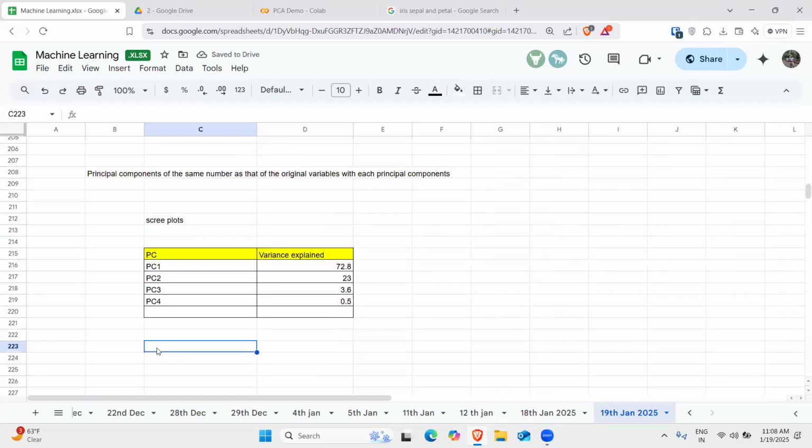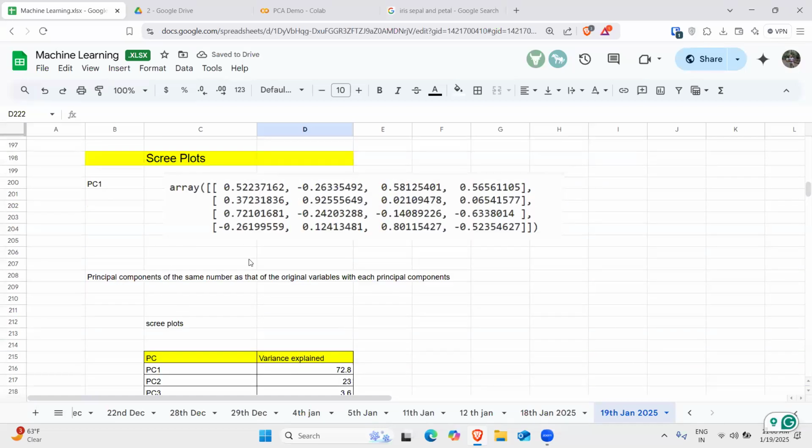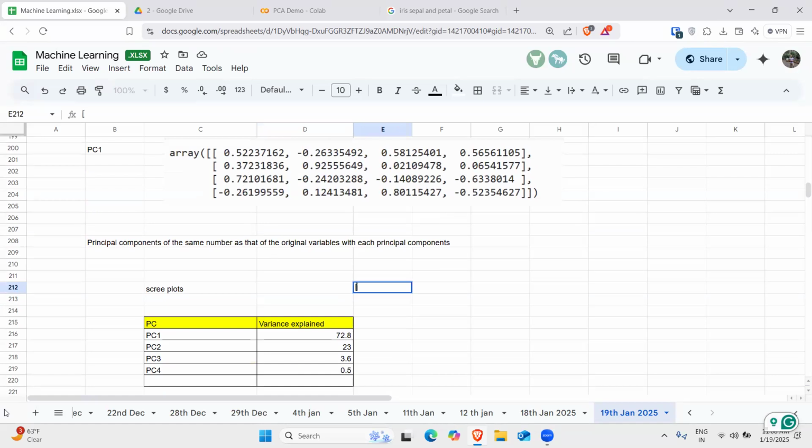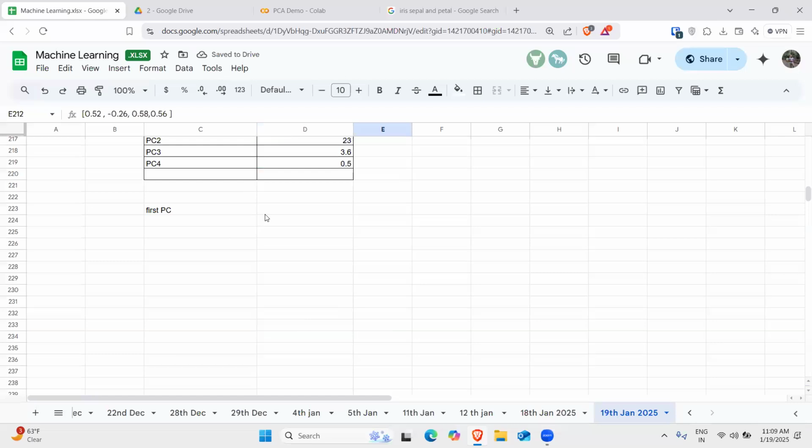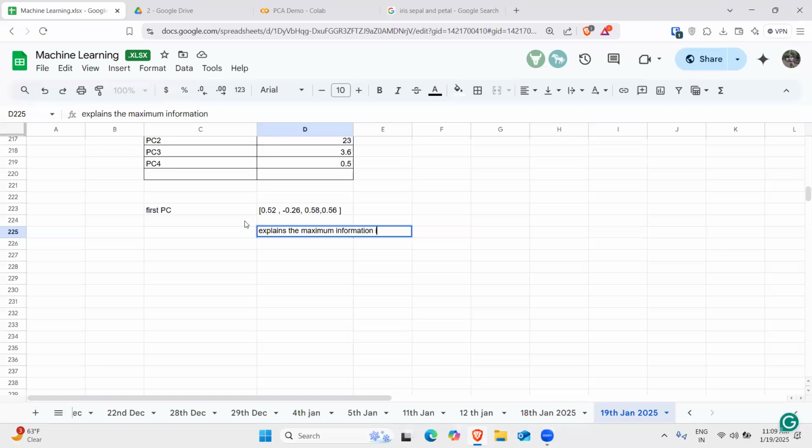Right? So as you can see, the first principal component is this one. Let me write it down here: 0.52, minus 0.26, 0.58, 0.56. This is what we have. It explains the maximum information of the data set. Yes or no?